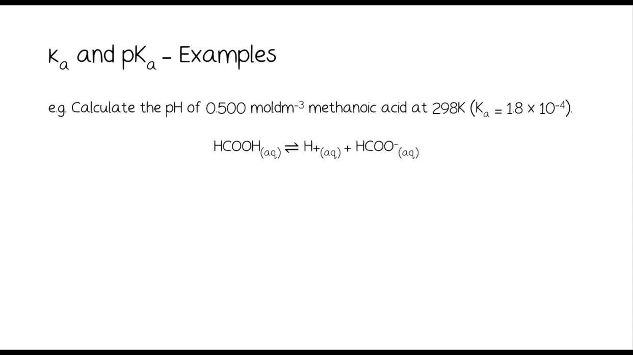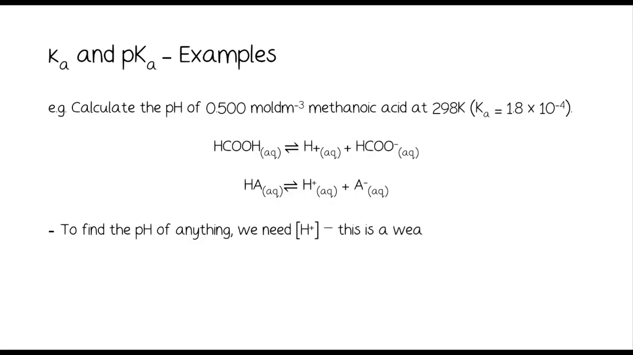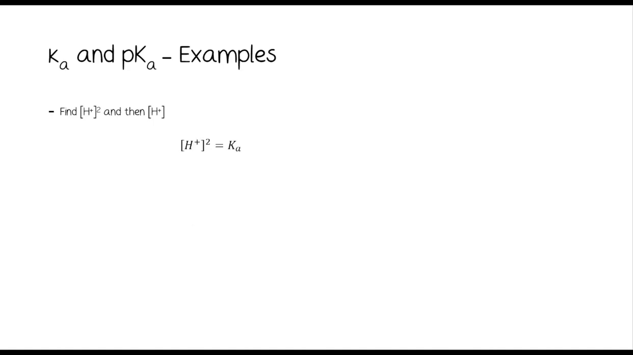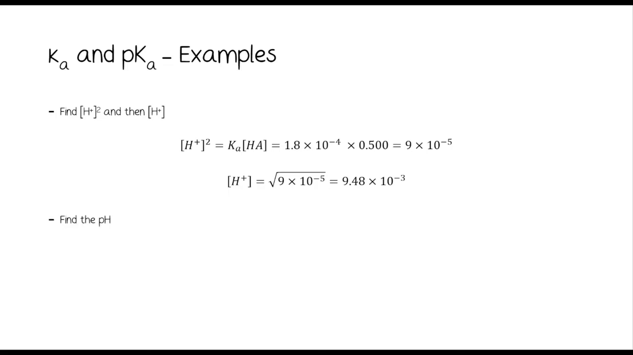Okay, so as always, write out your equation of dissociation, or if you're feeling lazy, write HA and A minus. And again, to find the pH of anything, we need H+. This is a weak acid, so we need to use Ka. And this is a weak pure acid, so you can assume Ka equals H+ squared over HA. So you can see the pattern here. You do all of that and you get 9 times 10 to the minus 5 for H+ squared, and then you square root that and it gives you 9.48 times 10 to the minus 3, and then you find the pH. So you stick it into the pH equation and you get 2.02.